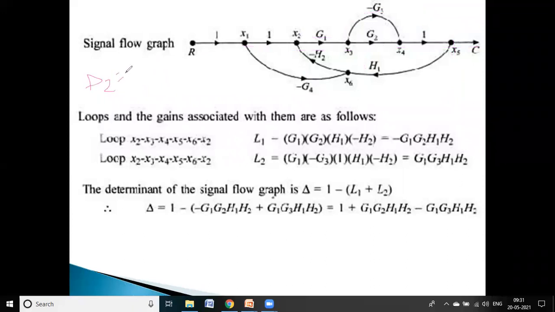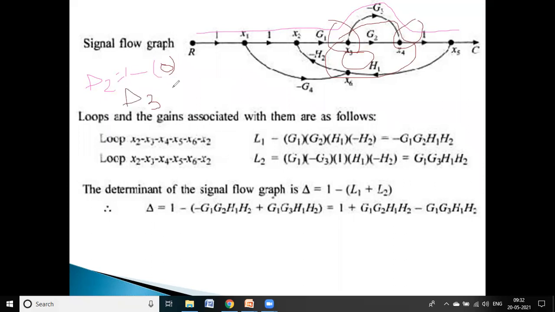So how to find out delta 2? Again we have to consider the second forward path. The second forward path is this one. Again 1 minus loops which are not in contact with the second forward path. Again these two loops, loop 1 and loop 2, are in contact with this forward path, at the same point. So that's why put 0. Delta 2 is also 1 minus 0, a unit value.